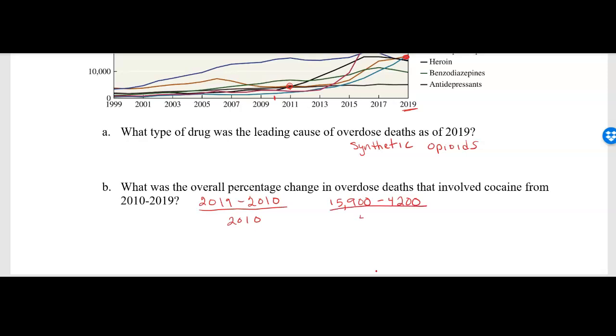All right, so now we divide by the 4,200. That means you're going to take the 15,900 and subtract the 4,200. That gives me, lost my place, 11,700. And then you're going to divide that by the 4,200. All right, well, I get about 2.8 if I round.